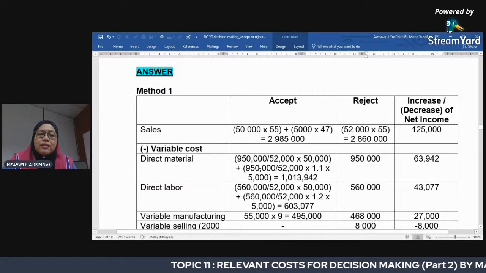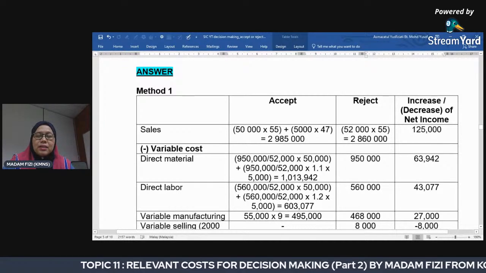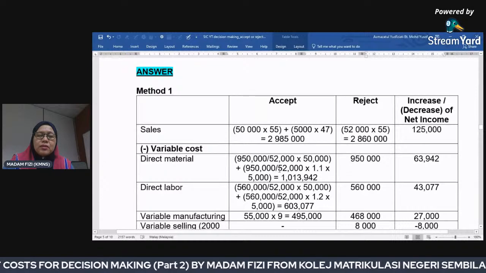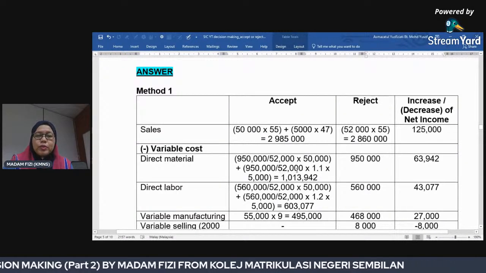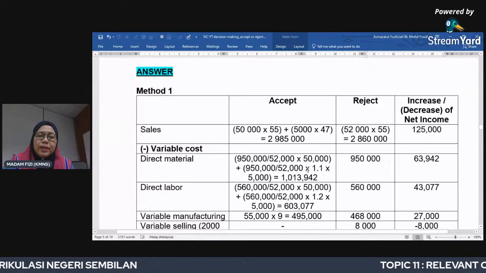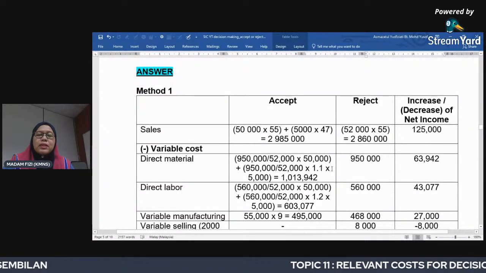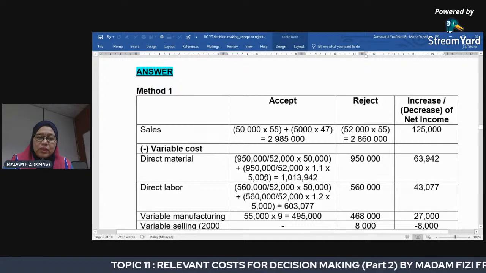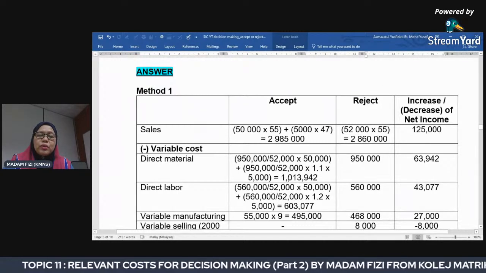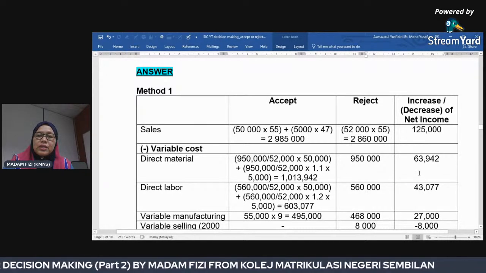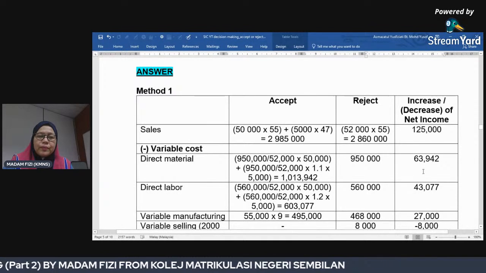Okay. Plus yang special order. 950,000 divided by 52,000, that is the cost per unit. Oleh kerana direct material akan meningkat kosnya sebanyak 10%, so you multiply by 1.1, and then you multiply by 5,000 unit of special order. So you get the answer is 113,942. So the difference is 63,942.